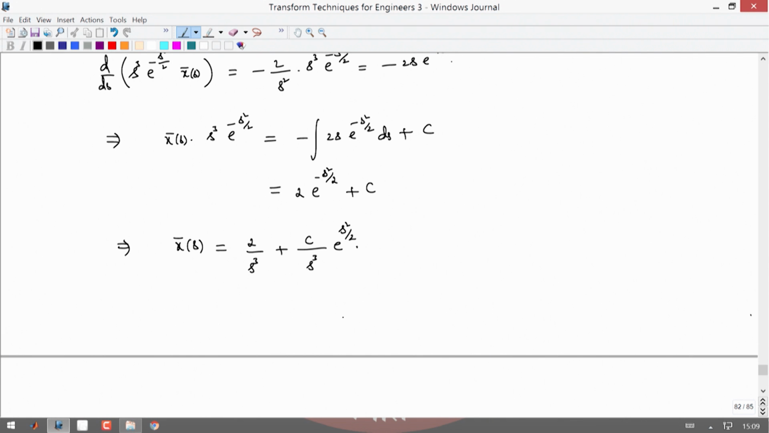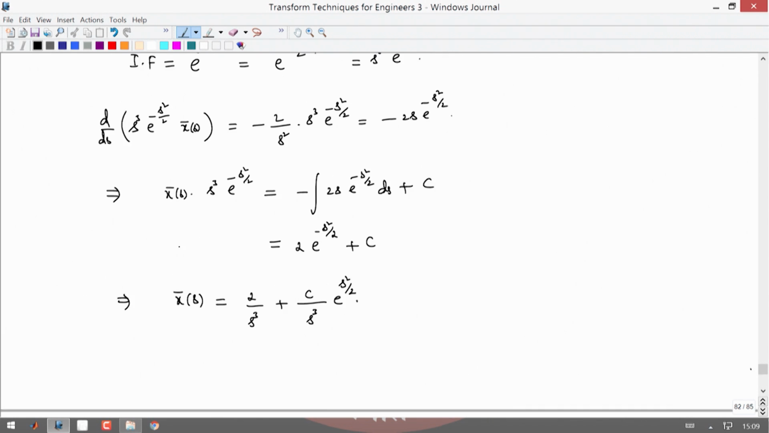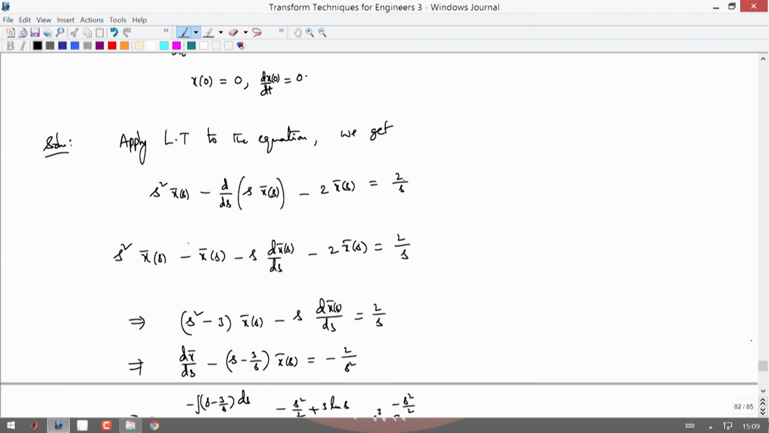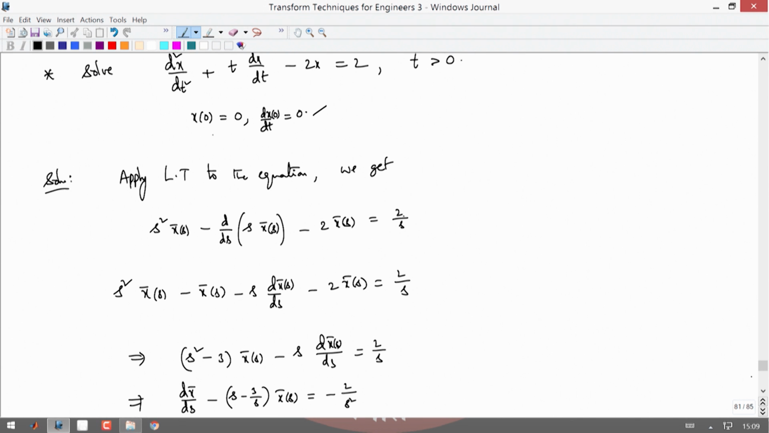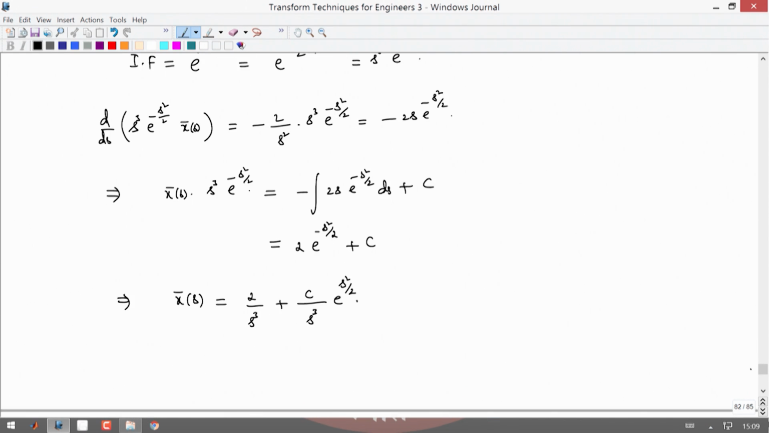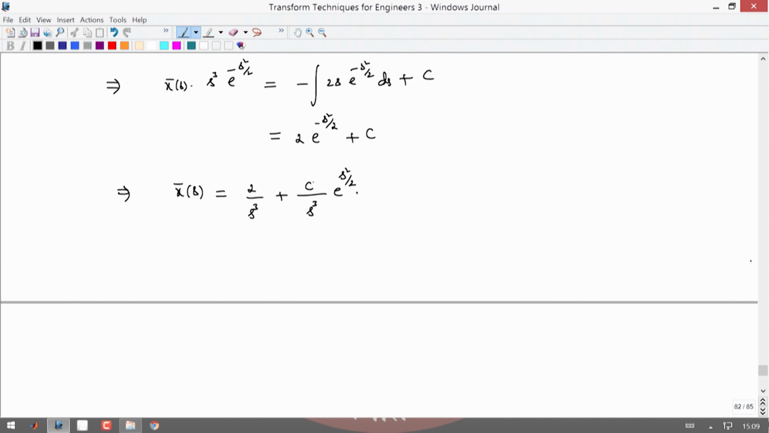Now, you can invert this. As you can see, you have already used both the initial conditions here. So, there is nothing to use, but still we have an arbitrary constant, c is an arbitrary constant. So, this we have to find out. So, as you can see, you have only 0 as the singular point in your s plane.